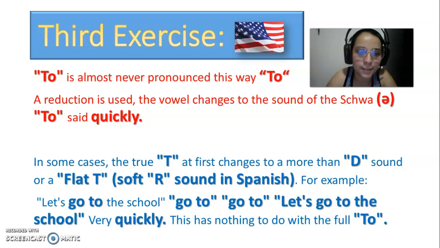Third exercise. "To" is almost never pronounced this way. To. A reduction is used, the vowel changes to the sound of the schwa. Te. Say it quickly. In some cases, the true T at first changes to a sound more like D, or a flat T, like the soft R sound in Spanish. For example, go to the school, go to. Let's go to the school. Very quickly. This has nothing to do with the full "to".